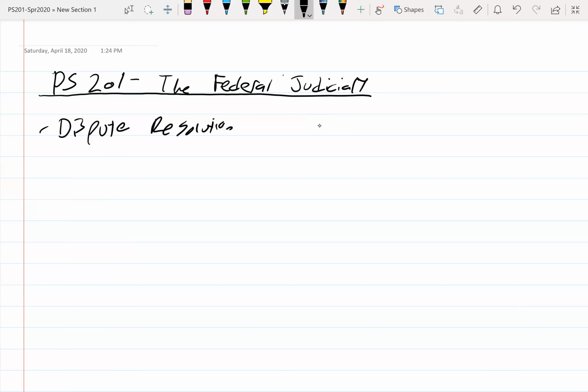Okay, so we're going to talk specifically about a couple of different types of cases. Broadly speaking, we can take any sort of legal case and put it into one of two different bins. Okay, one of which would be criminal cases.